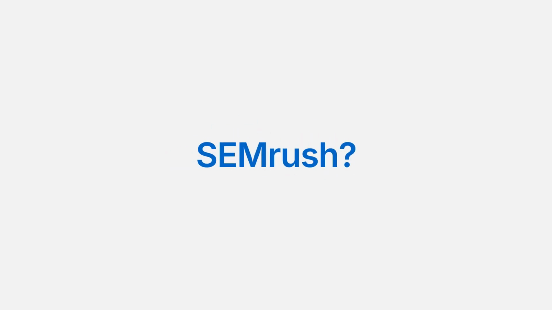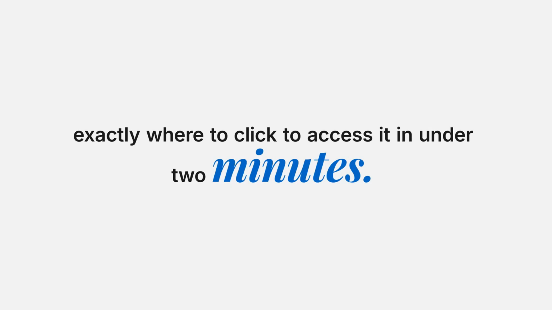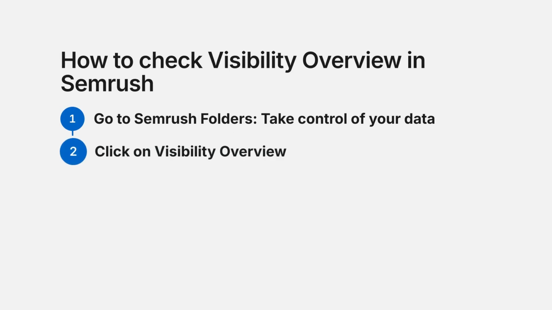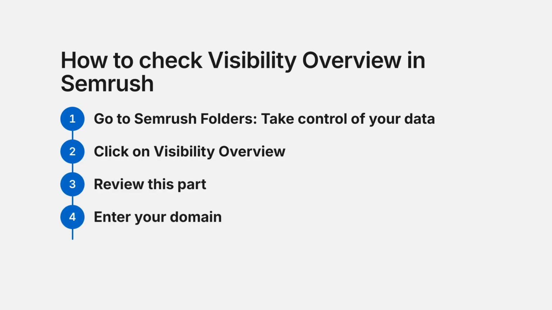Struggling to find the visibility overview in Semrush? Learn exactly where to click to access it in under 2 minutes. First, we'll navigate to the right folder. Then, click through to the overview. Finally, we'll enter your domain and review the data.